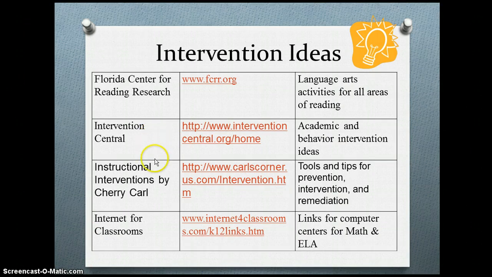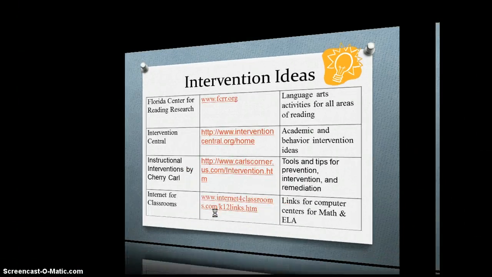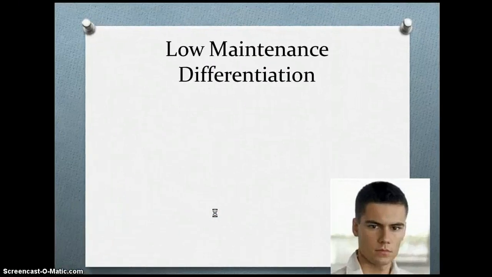Intervention Central is another great one. Internet for Classrooms gives you, if you have desktop computers or laptops in your room, a ton of games that they can play. All right, lastly, I want to talk about some low maintenance differentiation ideas.